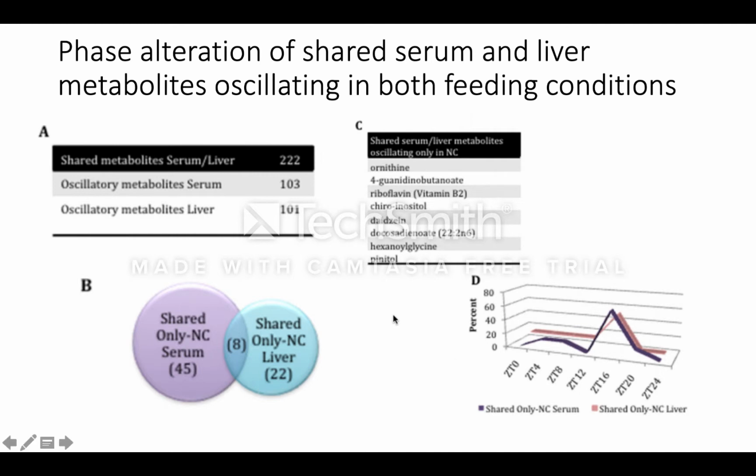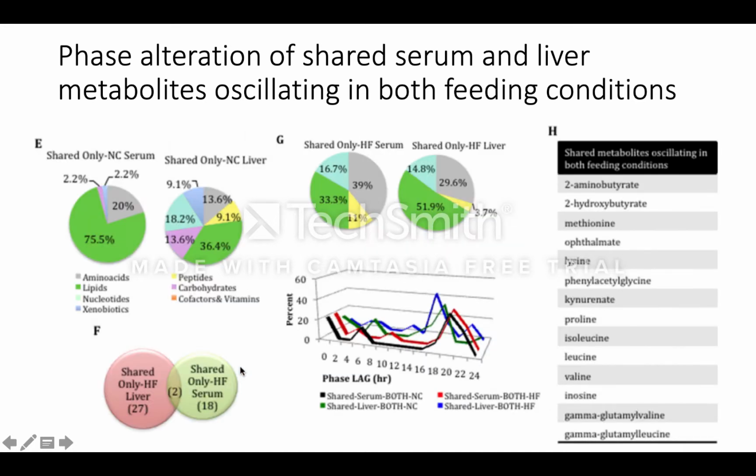Figure A shows that the amount of oscillating metabolites in the serum, liver, and both were around the same. There were only 8 metabolites oscillating in both tissues under the normal condition, and they all showed a similar phase peak as seen in Figure D. In Figure C, you can see the names of all of these metabolites that were shared, and in B, you can see there were only 8.